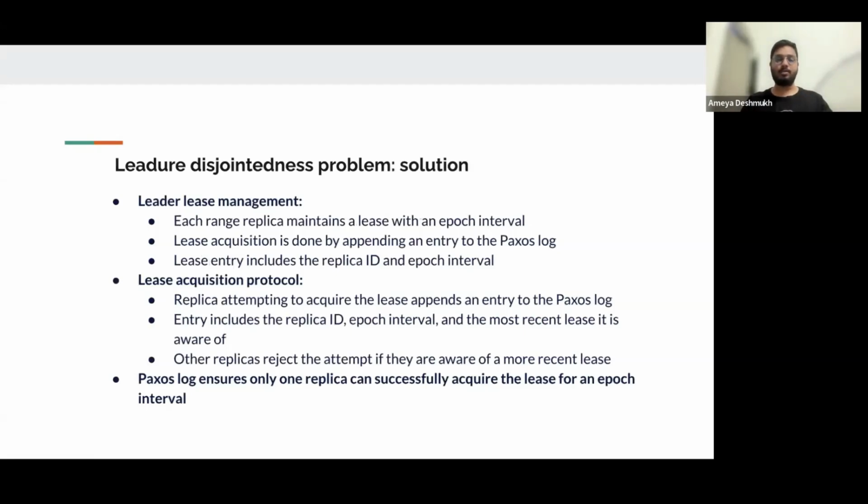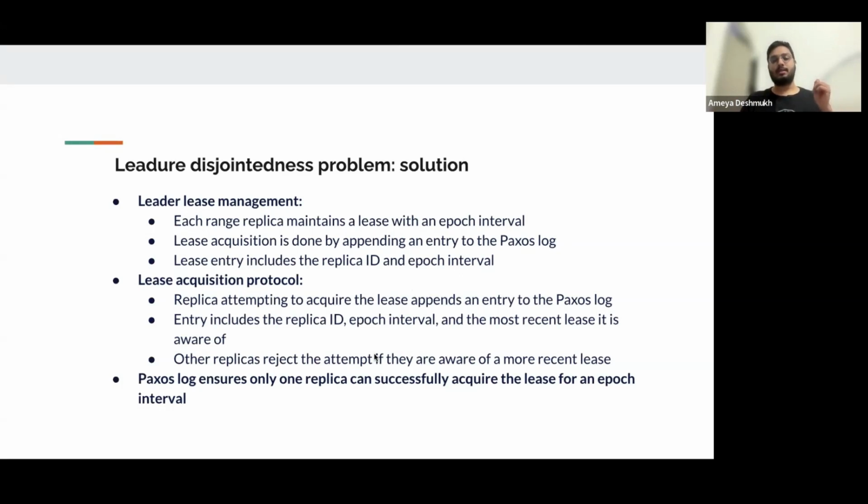So the solution is simple. Each range replica maintains a lease with an epoch interval. A lease acquisition, which is basically a leader saying, hey, I want to be a leader for this amount of time, is done by appending an entry into the Paxos log, which is distributively maintained among the replicas, right? The lease entry includes the replica ID and the epoch interval that they're going to acquire the lease for. A replica attempting to acquire the lease appends an entry to the Paxos log. Again, it includes the replica ID, the epoch interval, and the most recent lease that it is aware of.